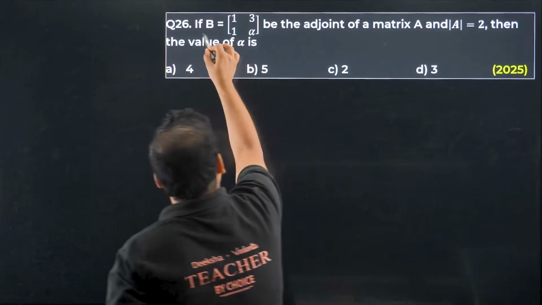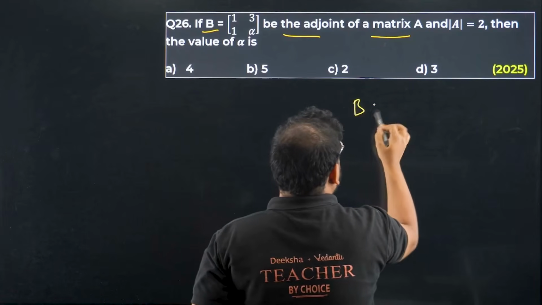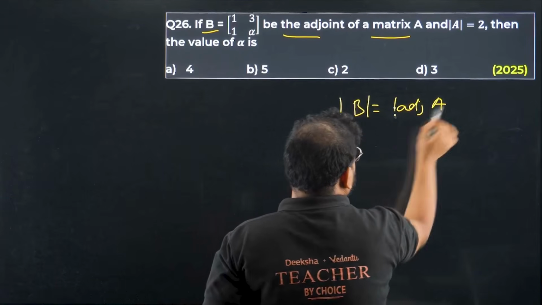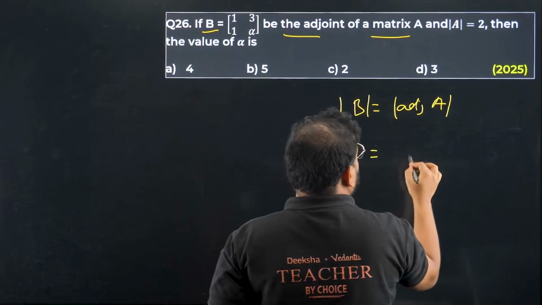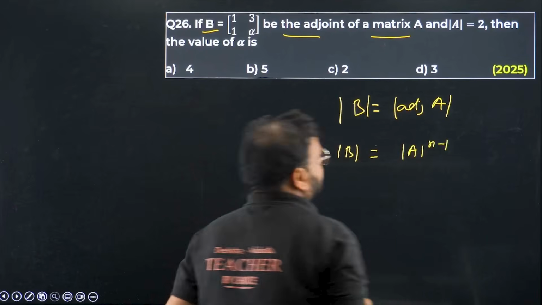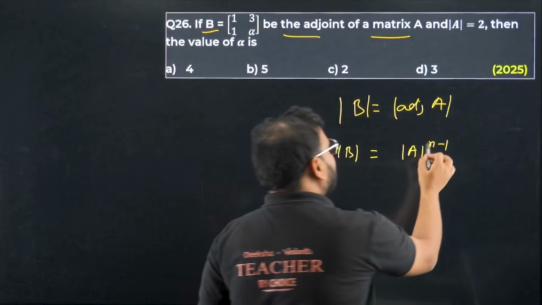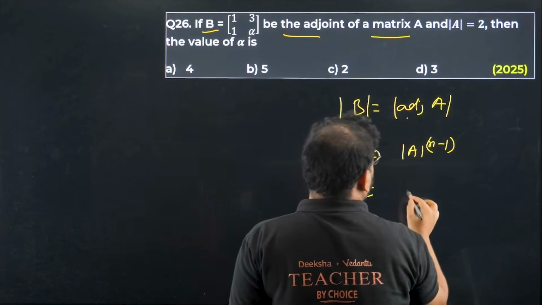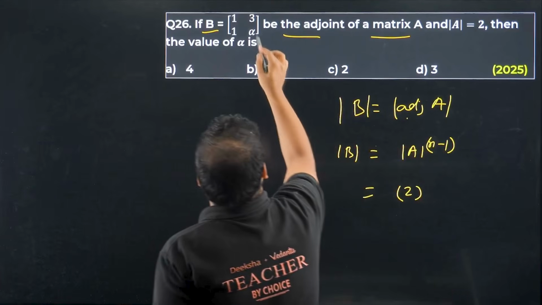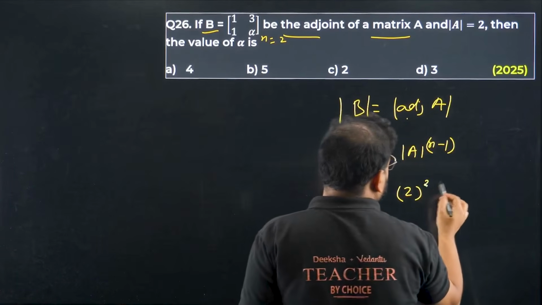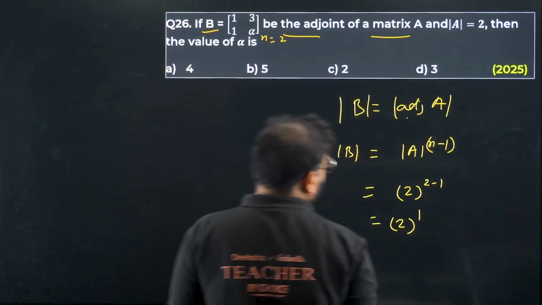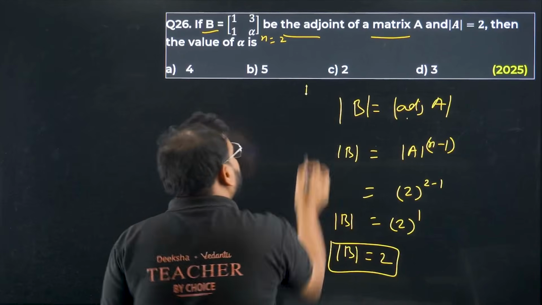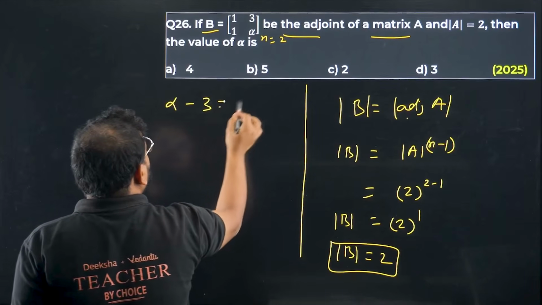B is the adjoint of A. Let's find the determinant now. Determinant of B equals determinant of A power n minus 1. Determinant of A is how much? 2. N is how much? N here is 2. So 2 minus 1. What I get is 2 power 1. That's the determinant of B. Determinant of B is coming out as simply 2. Find the determinant from here: alpha minus 3 equals 2.